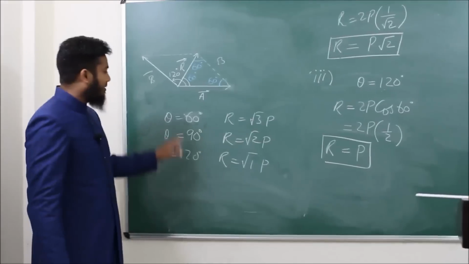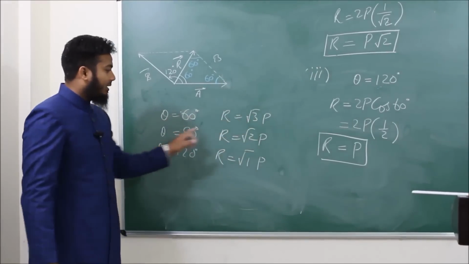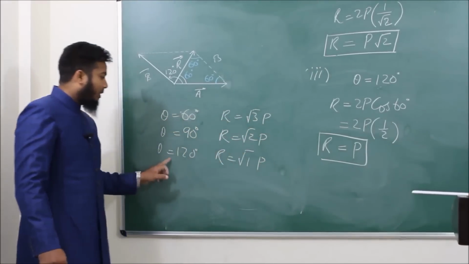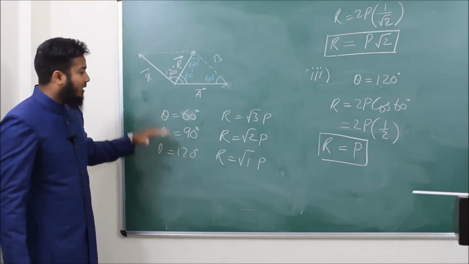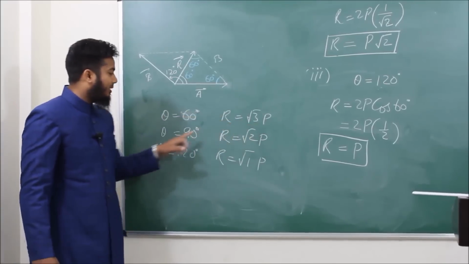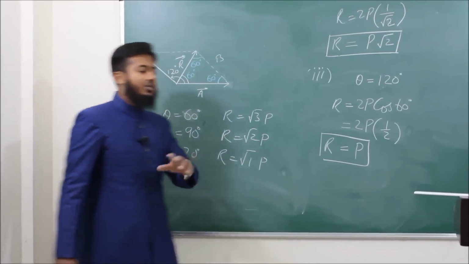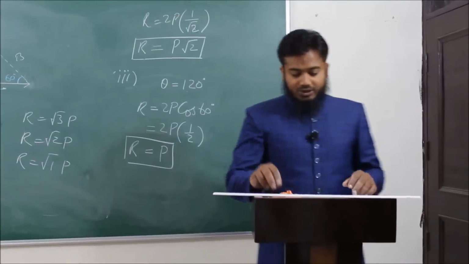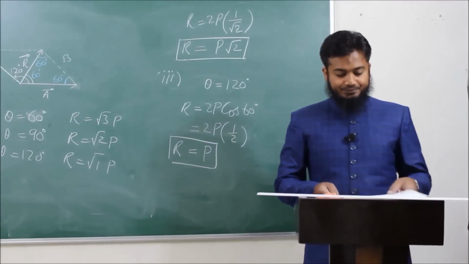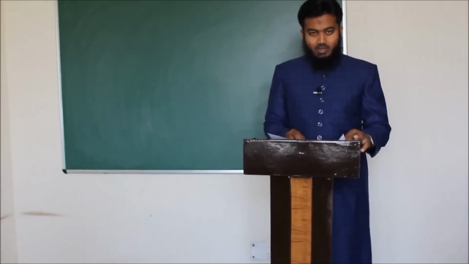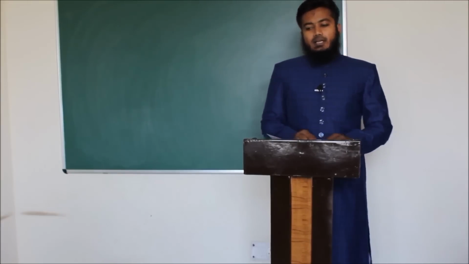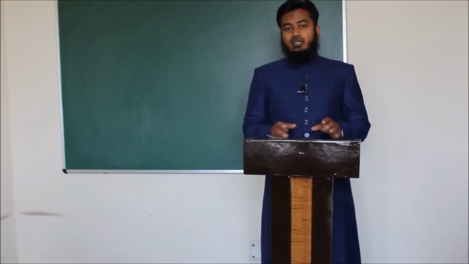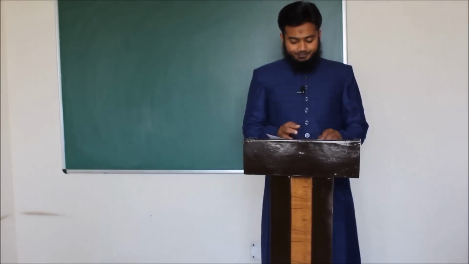So you can draw a pattern: 60 degree, root 3p, 90 degree, root 2p, and 120 degree. You can see here there is a difference of 30-30 between the angles. So 60 root 3p, 90 root 2p, 120 just p. So these cases become very important. So this was the basic introduction of vectors, and we have seen how the vectors are added. And in the next segment we will see how the vectors are subtracted and how they are multiplied.